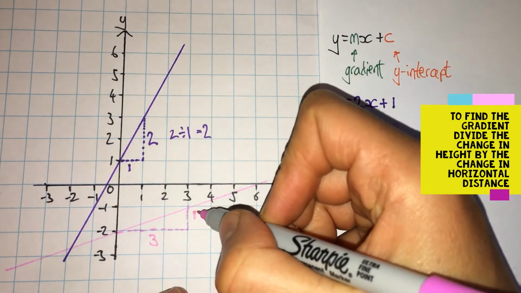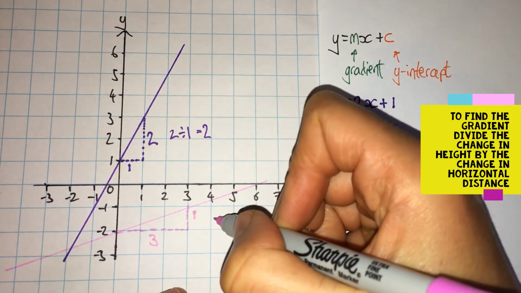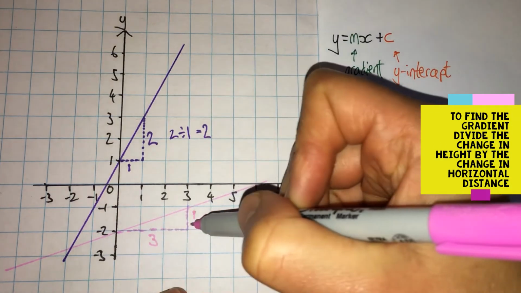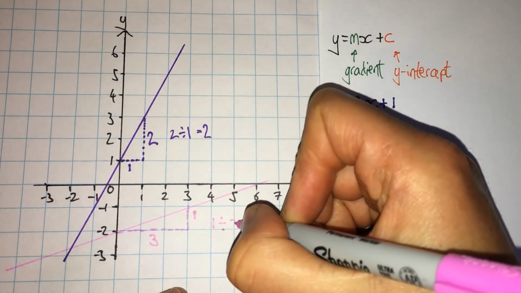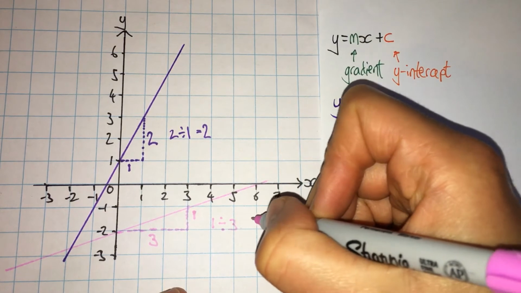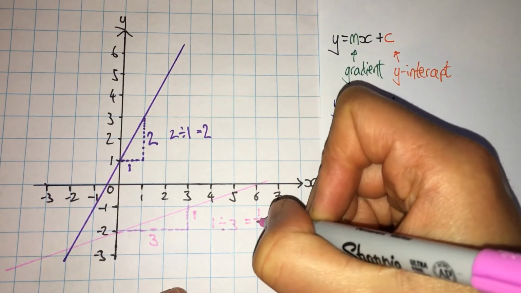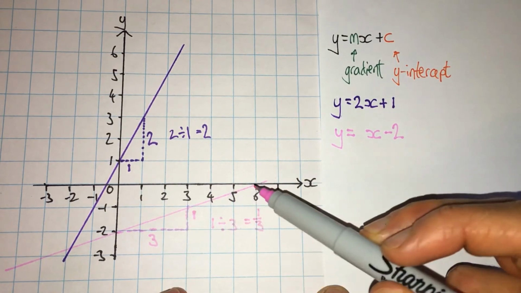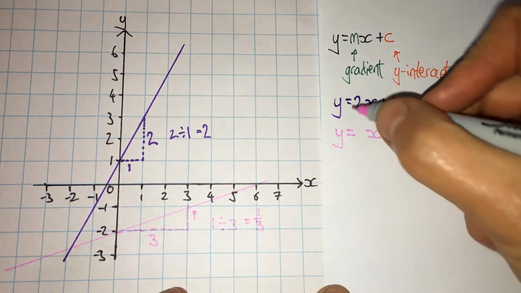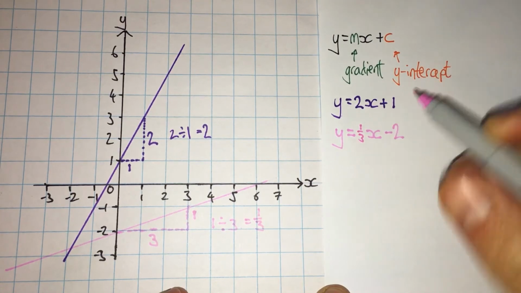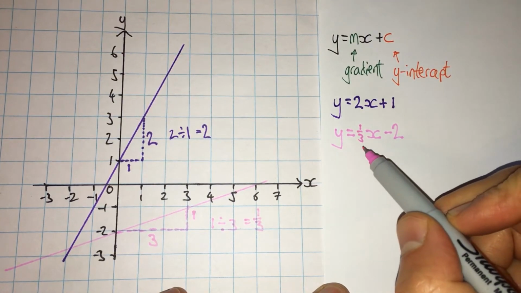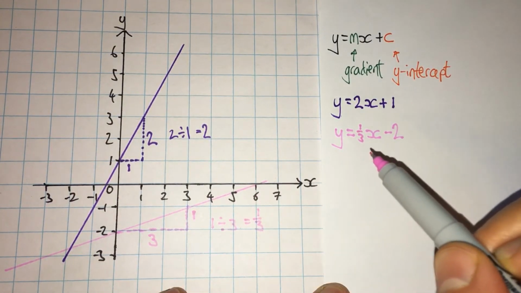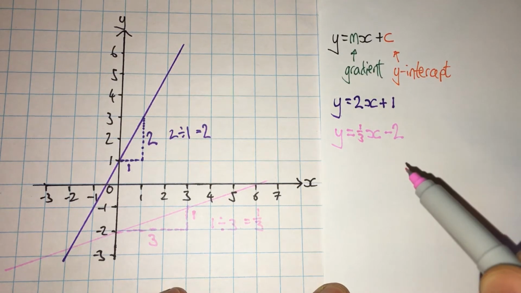So the gradient of this is the change in height, which is 1, divided by the change in the horizontal distance, which in this case is 3. 1 divided by 3, well, I'm going to leave that as a fraction rather than a decimal, because it's much nicer to work with. So the gradient of this line is 1/3. So I will write 1/3 here before the x, because that's the gradient of the line. So the equation of this pink line is y equals 1/3 x minus 2.